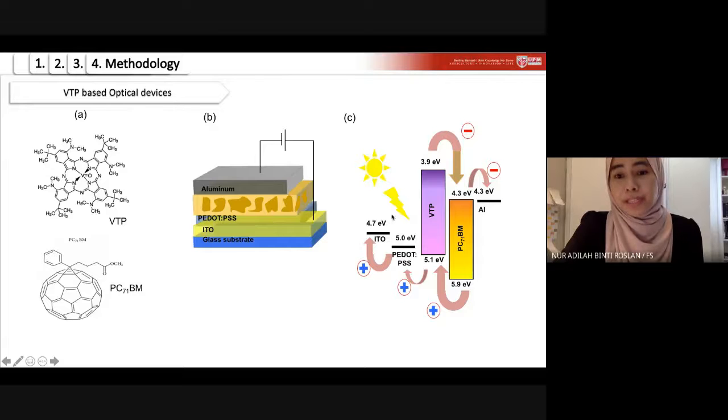So you have the ITO, PSS with the energy band gap. So this is what I call by hopping mechanism, in which your hole and your electron is transported to the respective electrode by using a hopping mechanism.